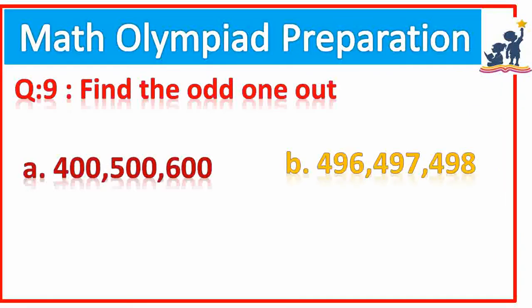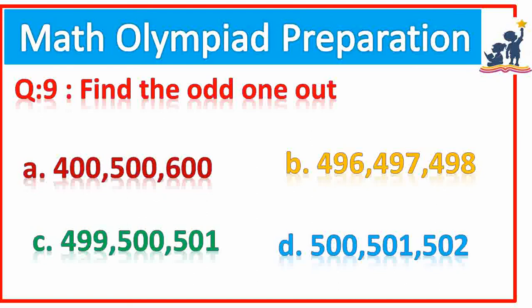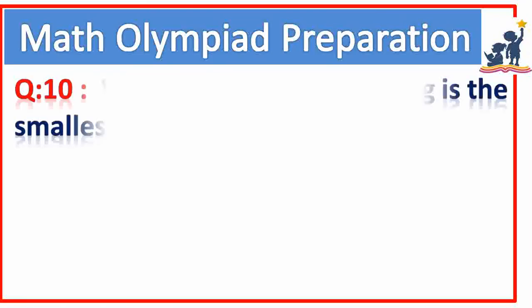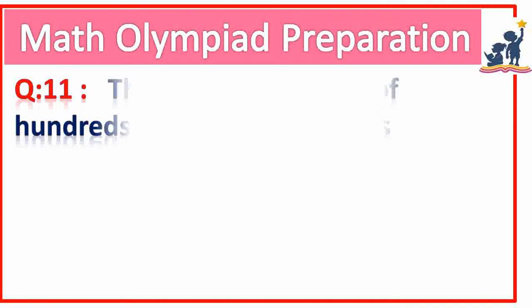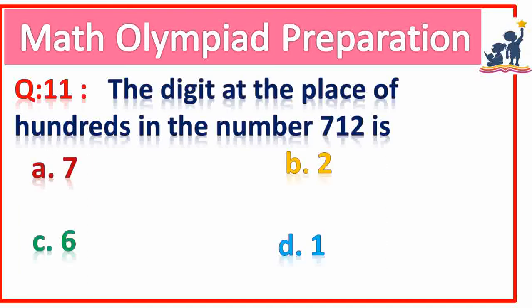Question number 9. Find the odd one out. Answer A, among 400, 500, 600. Question number 10. Which one of the following is the smallest two-digit number? 10. Answer B. The digit at the hundreds place in the number 712 is? 7. Answer A.